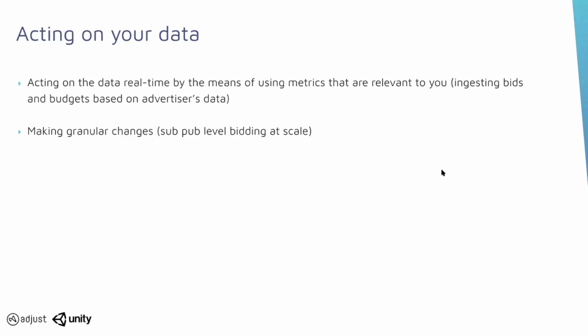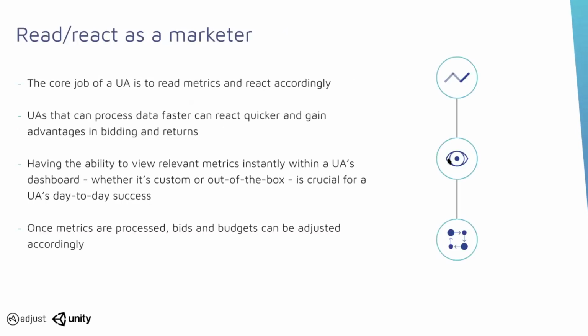What I'm saying is that if you intend to change bids and budgets daily, you need to make sure that, say, your D1 ROI is fully matured and relevant and ready to use before you actually apply changes based on conditions. As a marketer, your job is basically to be able to act on data and make sure that you're acting on the right kind of data.